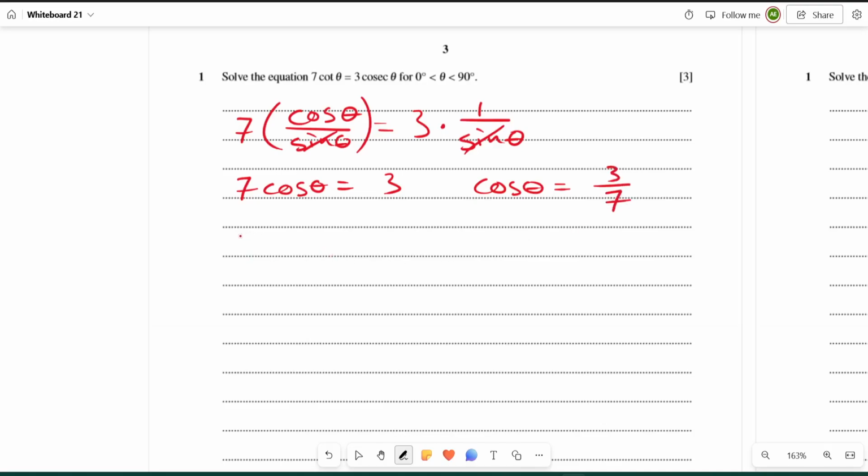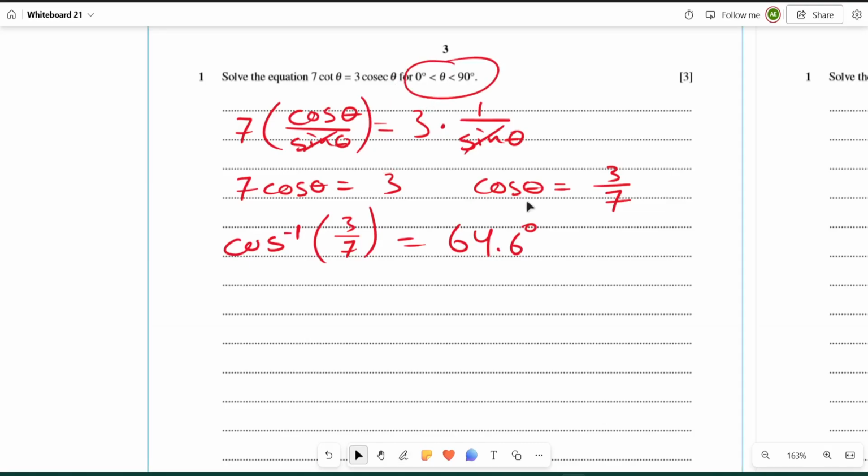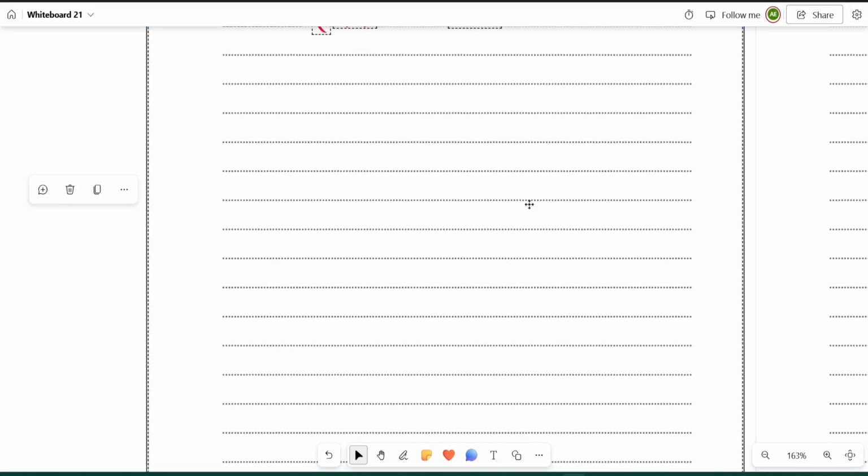Now, to get the first value of theta, we're going to do cosine inverse 3 over 7. If you put that on the calculator, make sure our calculator is in degrees, because our range is in degrees. So shift cosine 3 over 7 is basically 64.6 degrees, and there is no other solution in this range, and I'm going to teach you how to know that in the next questions.